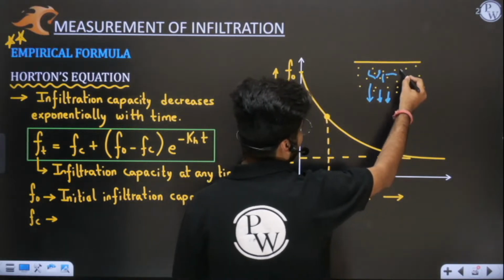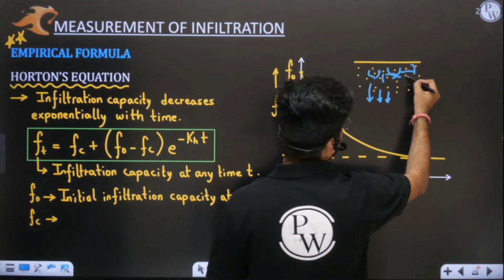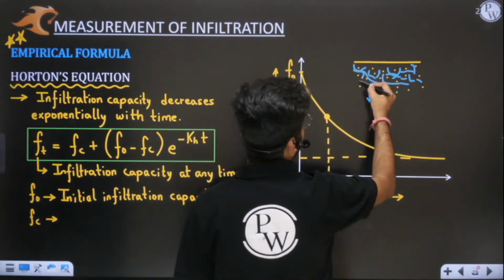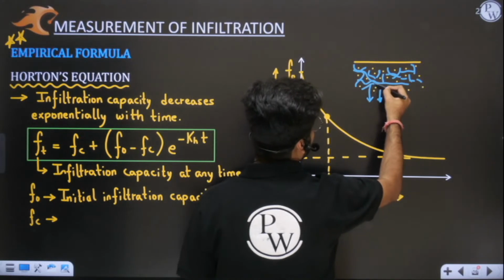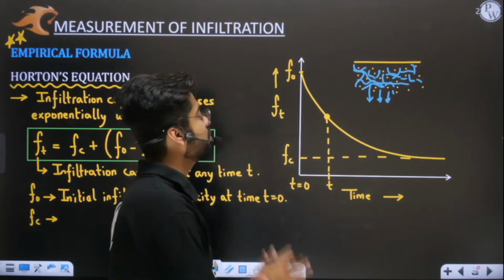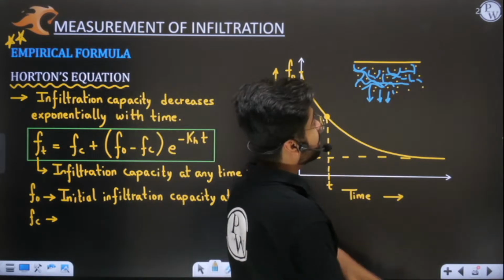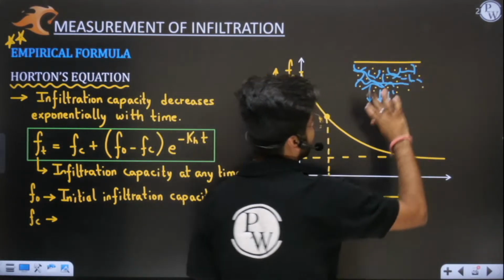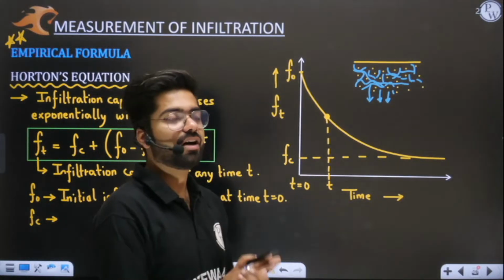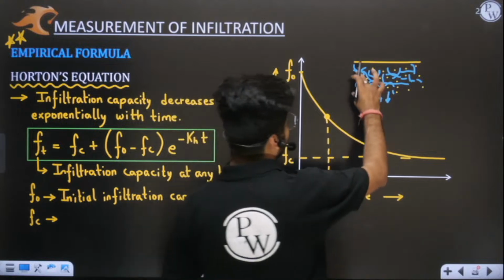With passage of time, I will see that all the voids in the top soil will be filled completely. They all will be saturated. All of the voids will be saturated if your rainfall continues for a long time. This means after a certain period of time, all these voids are completely filled. Okay, now what will happen? So after a certain period of time, we will see that all the voids will be filled.